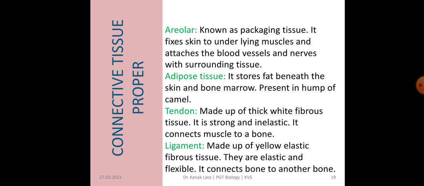Next one is adipose tissue. Adipose tissues are responsible for storing fat beneath the skin and in bone marrow, and they are present in the hump of a camel, for example.